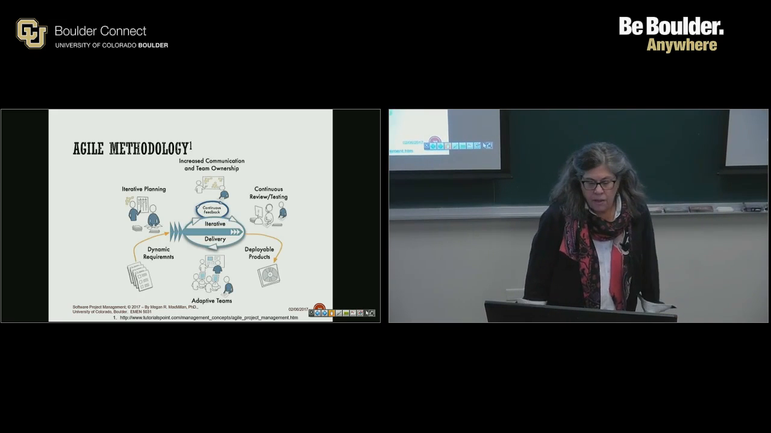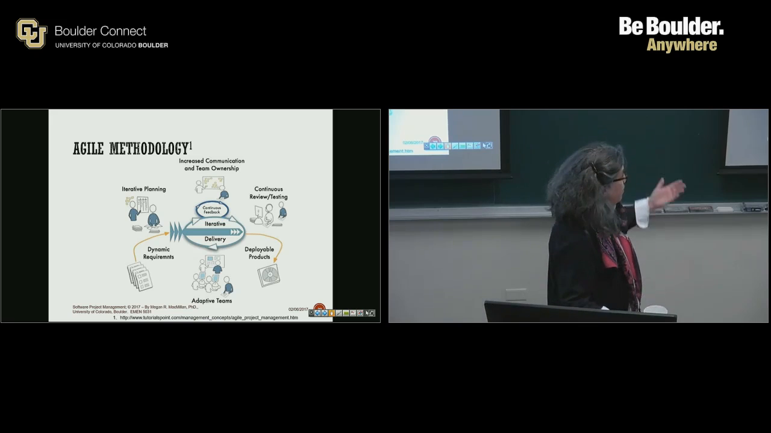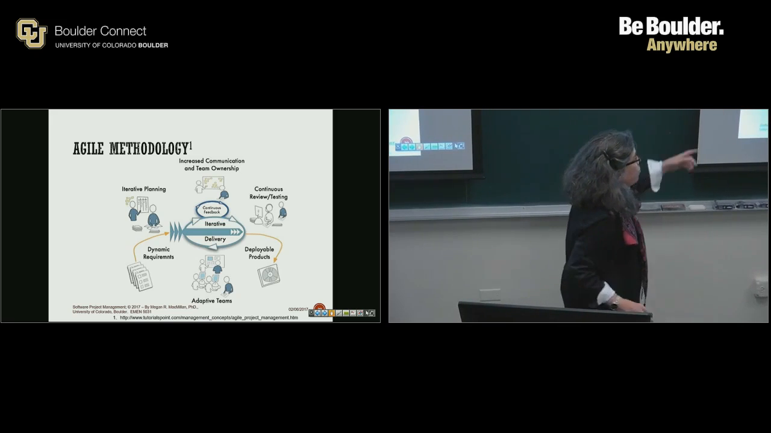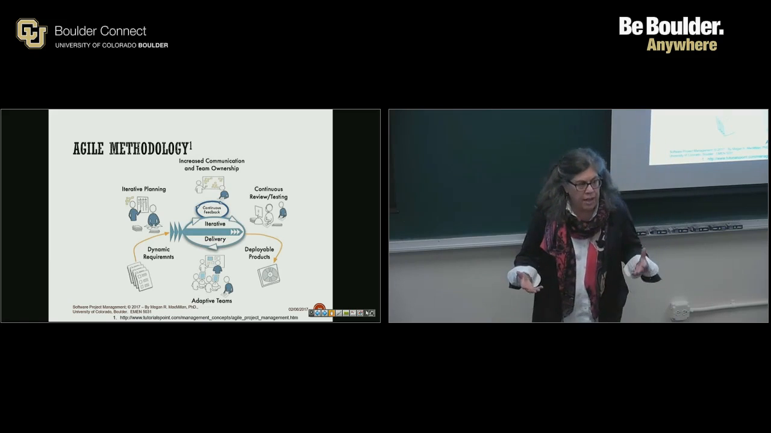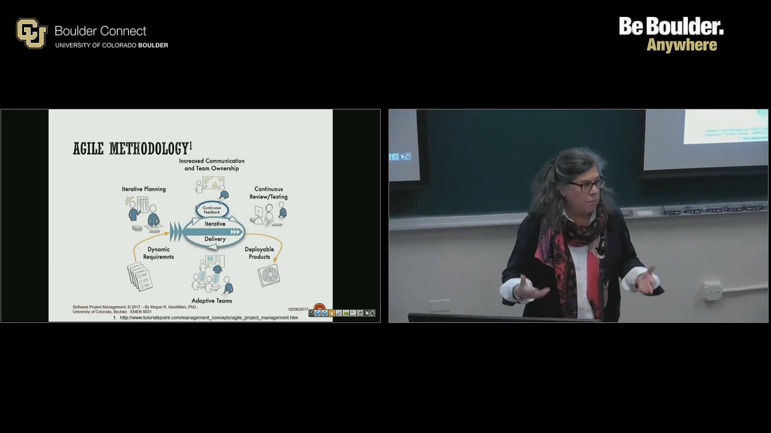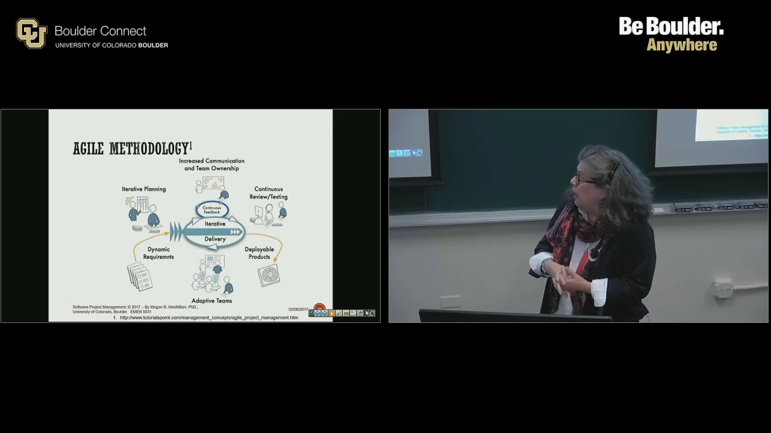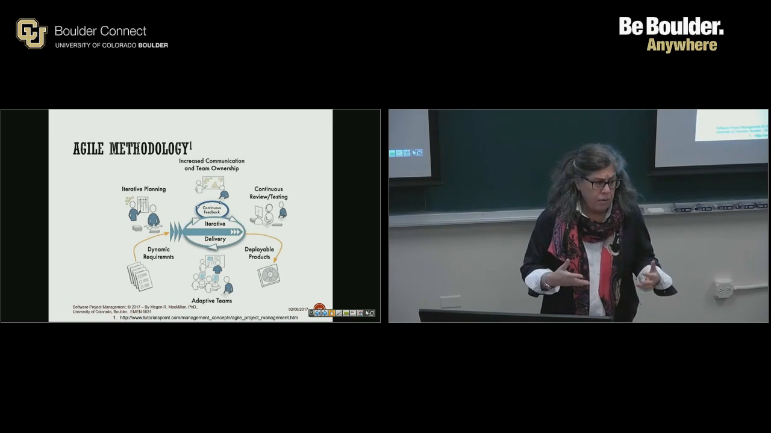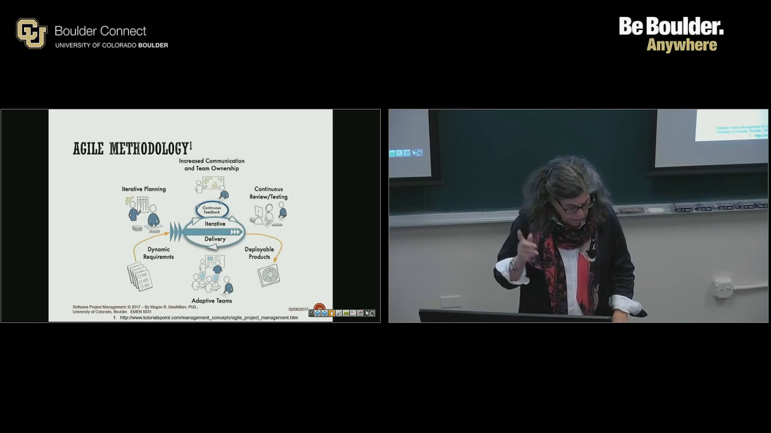Okay? So in Agile methodology, basically you're talking about iterative development with iterative planning, dynamic requirements, adaptive teams, quickly deployable products, continuous review, and a lot more communication. Continuous communication. This is why it was small teams and co-located, if you can do. Which you can't always do, but you try to do.